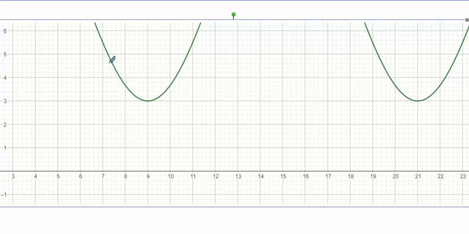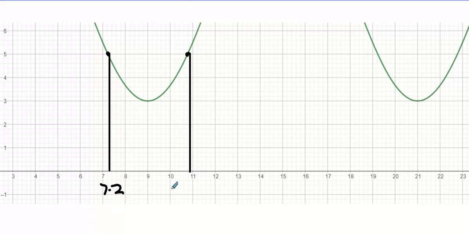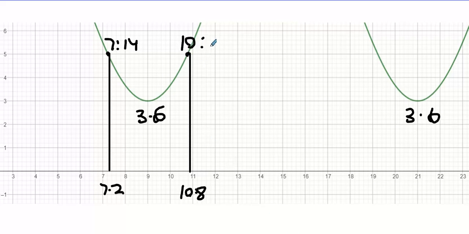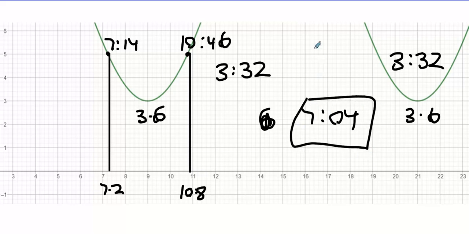Now it's here to here, and you can say that that's like 7.2 and 10.8 if you want. Some people did it that way, 7.2, 10.8, and then you got like 3.6 hours here, and then 3.6 hours here, something like that. But the way I would have done it was 7 hours and 14 minutes, and this is 10 hours and 46 minutes. This means that it's closed 3 hours and 32 minutes, and this happens twice a day. So for me, that's 7 hours and 4 minutes for me. Okay, and that's the end of the question.